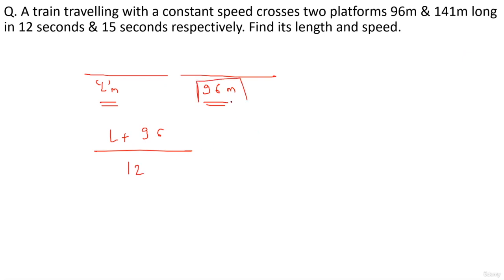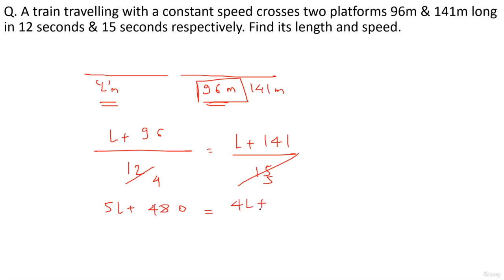Similarly, in the second case, this length is 141 meters, right? For this 141 meters long platform, the distance the train will travel is L plus 141. How much time will it take? 15 seconds. So speed is L plus 141 upon 15. You equate them, you can cancel out 3, 3. So this becomes 4, this becomes 5. You can cross multiply them now. So 5L plus 5 sixes are 30, 5 ones are 5, 35, 45, 48. And 4L plus 4 ones are 4, 4, 4, 16, 4 ones are 4, 5.